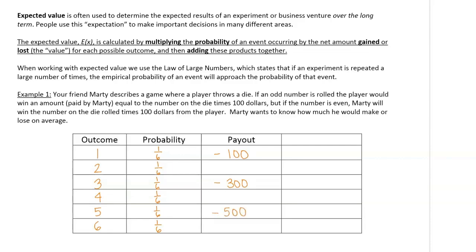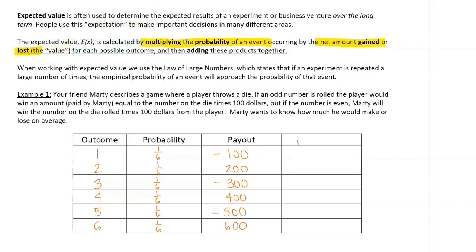Now let's look at the even numbers. If somebody rolls an even number, it'll be that number times 100. So for example, 2 times 100 is 200. Now that is money Marty will get. He will receive that money. It will be a positive amount for him, so that will be a positive 200. And we can do the same thing with 4 because that'll be positive 400, and 6 will be positive 600. So let's look at the table.